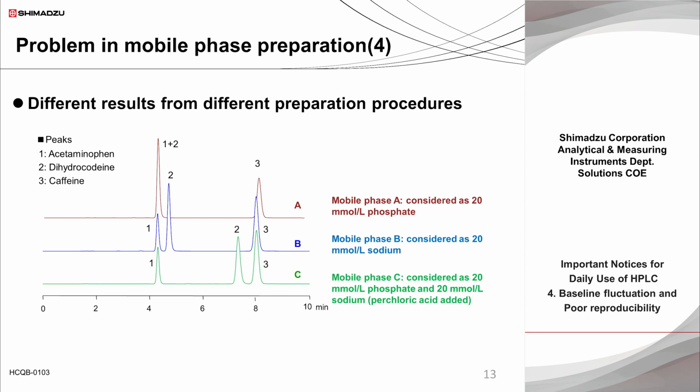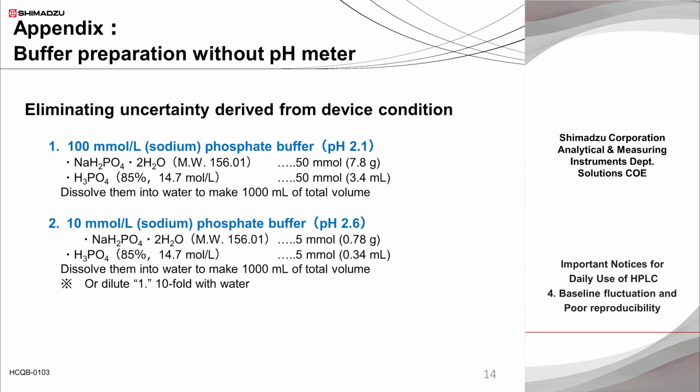Therefore, be careful with interpretation of analytical procedures, as you may encounter unexpected problems if the description related to analytical conditions is not correctly understood, such as the mobile phase preparation method. For your reference, this slide provides a detailed description of how to prepare an acidic phosphate buffer solution, without the use of a pH meter.